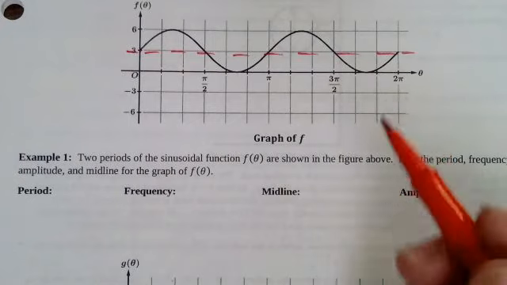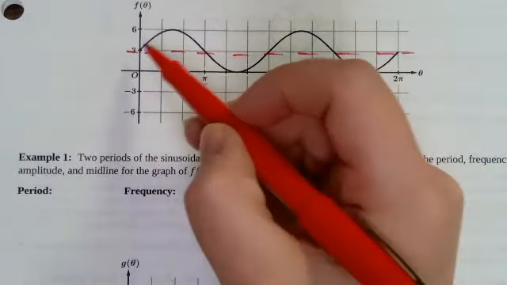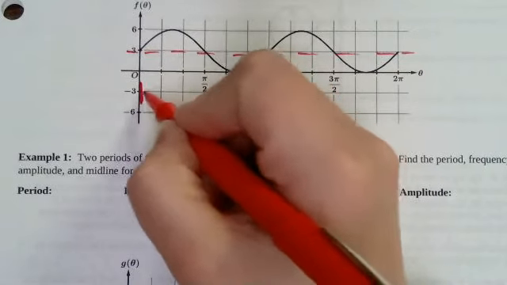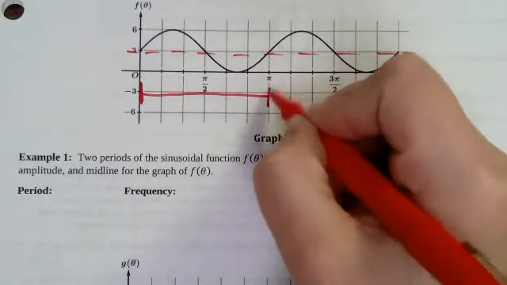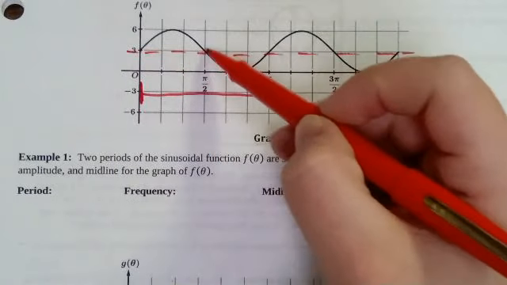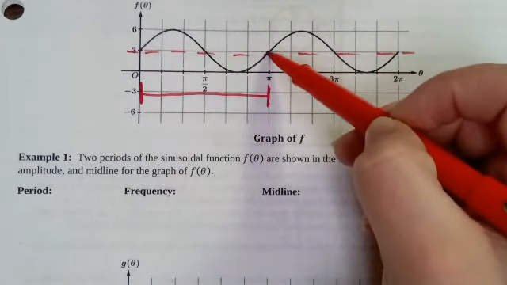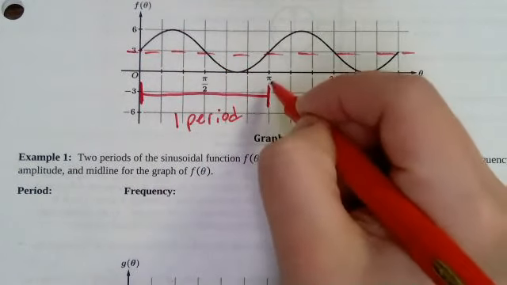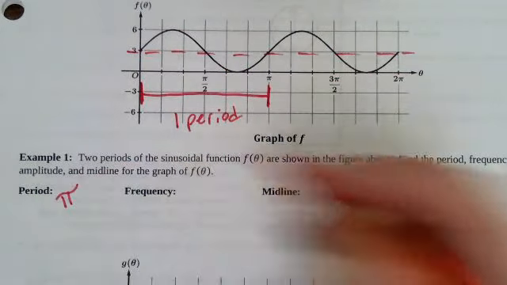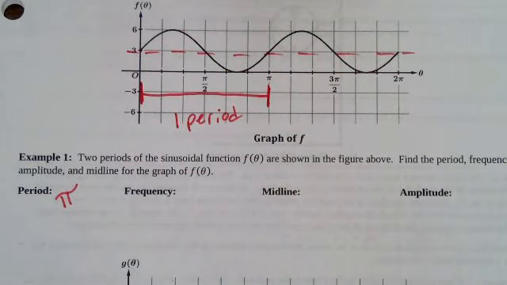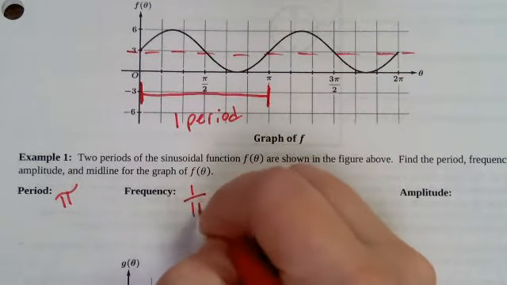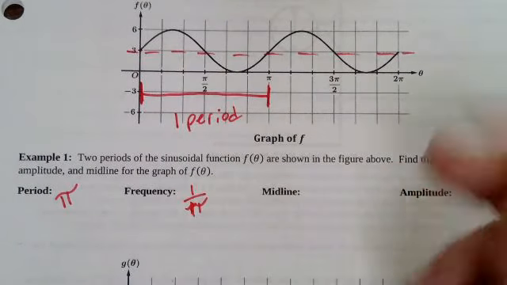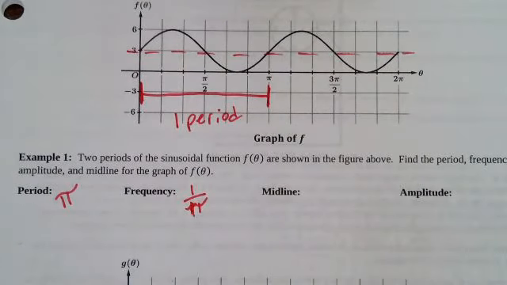All right, now, when we talk about period, we want to know how long it takes to complete a cycle. So let's count from the beginning until it completes that wave pattern. Goes up, down, and then hits that midline again. Right there, that is one period, and that was pi units. Now the frequency, if you remember, is the reciprocal of the period, so just flip it. 1 over pi.